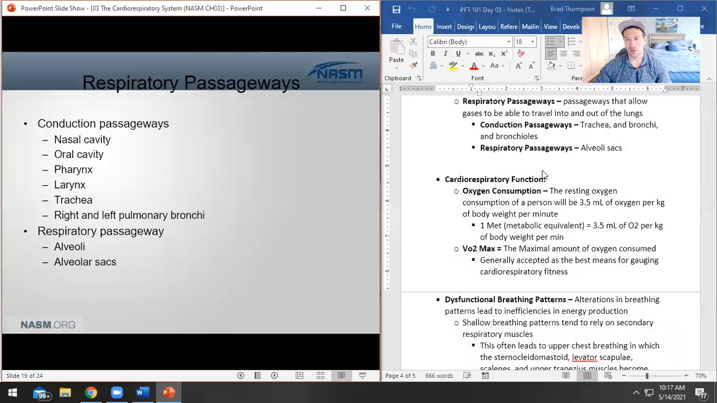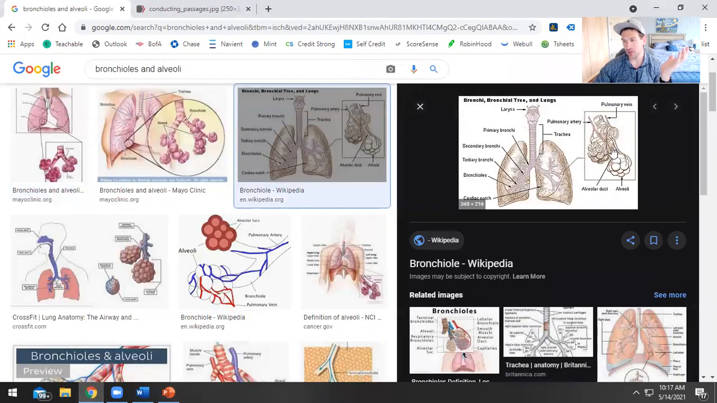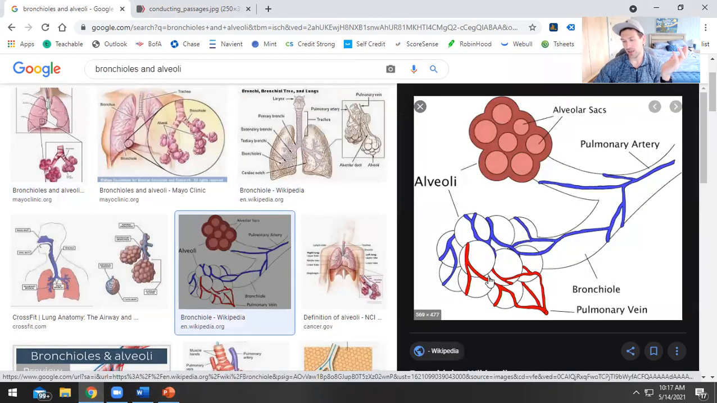Those are your respiratory passageways, right? So that is these little sacs, we call those alveoli. So these little alveoli, these little alveolar sacs, they are covered in blood vessels. And that is where your cardiovascular system is working very intimately with your respiratory system. It is going to drop off CO2, and it's going to pick up oxygen. And that's how we get waste products out of our lungs, and we get nutrients back into our lungs, right?